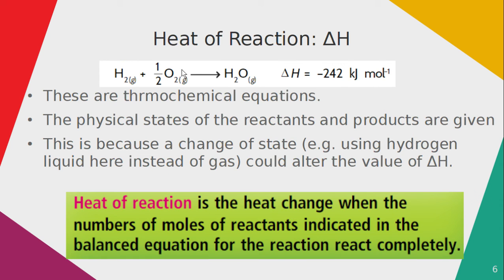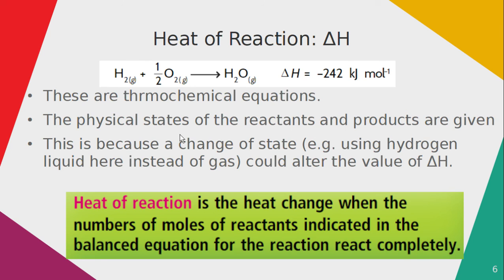So this equation here is known as a thermochemical equation. The physical state symbols, the small g's here, all represent gas. So it's hydrogen gas reacting with oxygen gas, and it's going to be making steam. So steam is water as a gas.